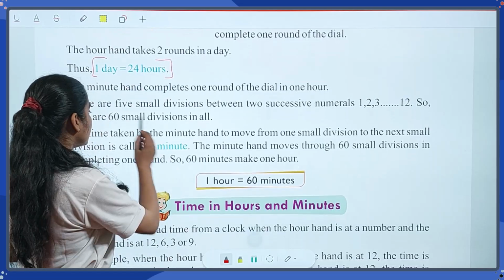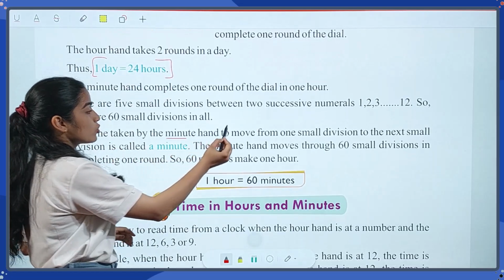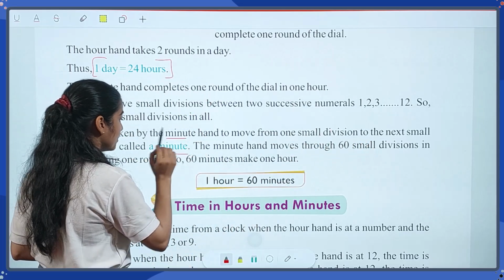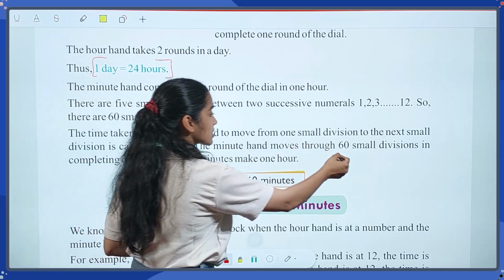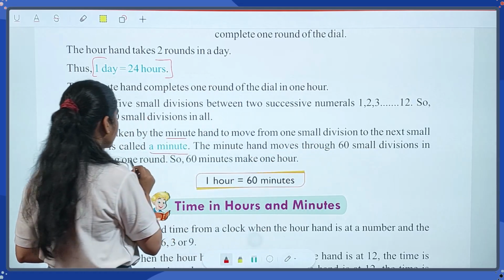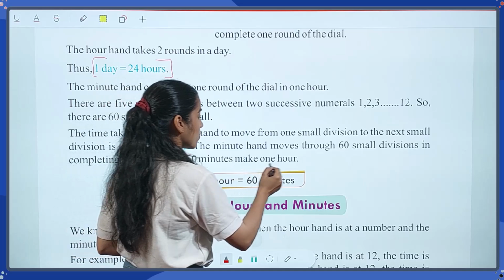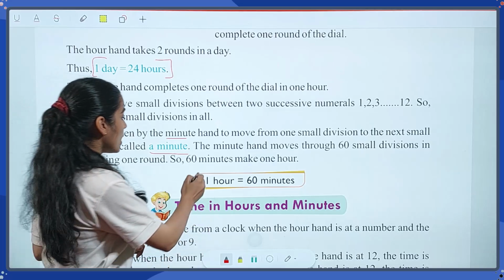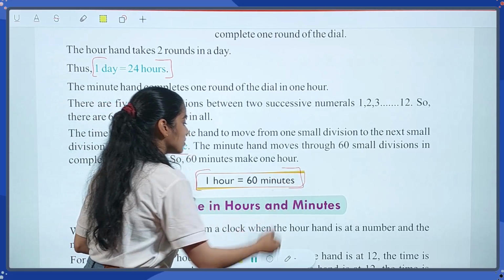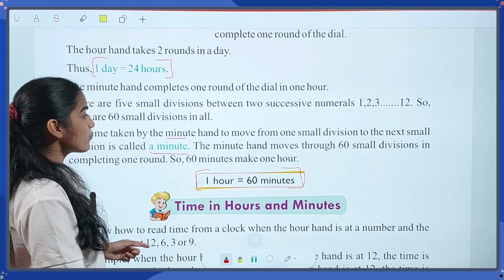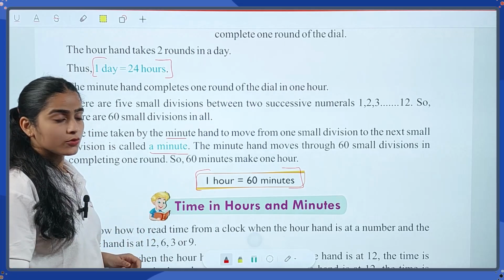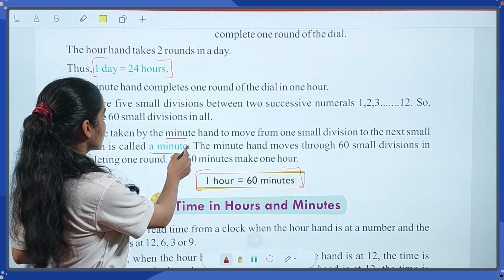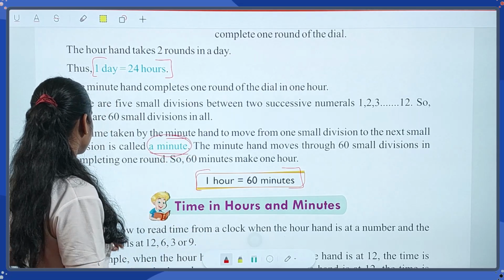24 hours. The time taken by the minute hand to move from one small division to the next small division is called a minute. The minute hand moves through 60 small divisions in completing one round. So 60 minutes make 1 hour. Now, what is the relation between hour and minute? 1 hour is equal to 60 minutes.